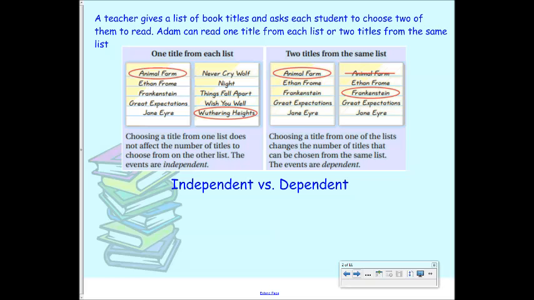So now here, how many choices does he have? In the first time, 5. Here, how many does he have? Only 4, because Animal Farm's gone. What about this first list? How many choices does he have here? 5. So those are independent events because nothing changes. He still has the same choices after he makes the first choice. Whereas here, once he takes out Animal Farm, he can't choose it again. So that means it's a dependent event, because whatever he does the second time is affected by what he did the first time.